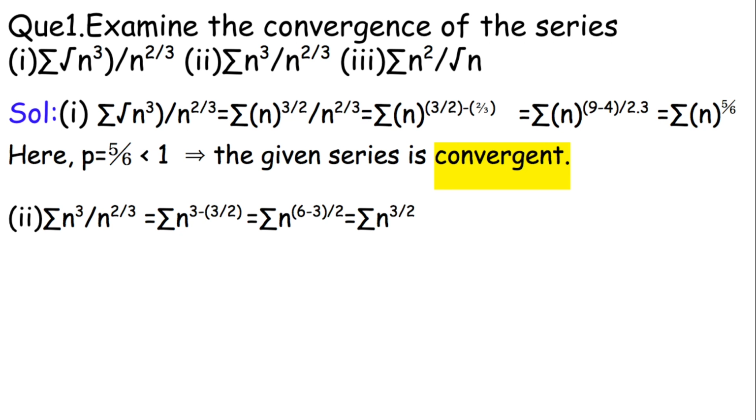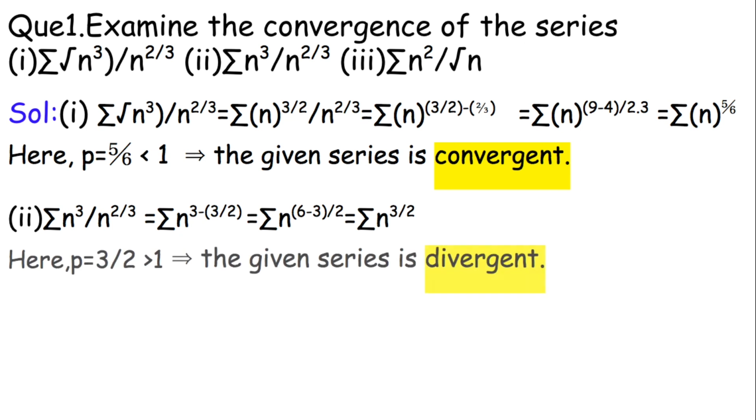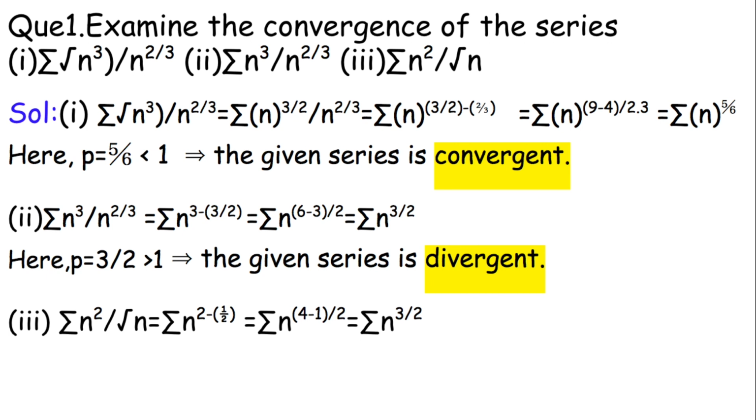Now in the second question we have n cube upon n square by 3, which is n cube minus 3 by 2, and we will get n to the power 6 minus 3 upon 2, which is n to the power 3 upon 2. So that's how we will get it. So p is actually 3 by 2, which is greater than 1, so the given series is divergent.